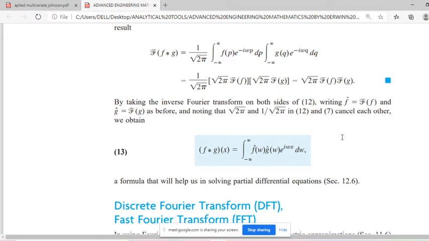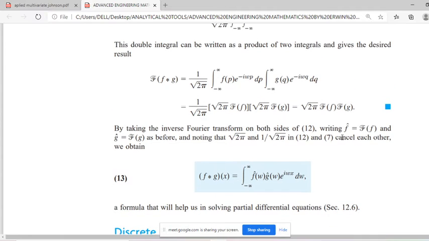So what will be the inverse? What about the inverse? Okay. By taking the inverse of the transform on both sides, we can write f cap is equal to F of f, and g cap is equal to F of g, and then root 2 pi and minus 1 by root 2 pi in equations 12 and 7 cancel each other.